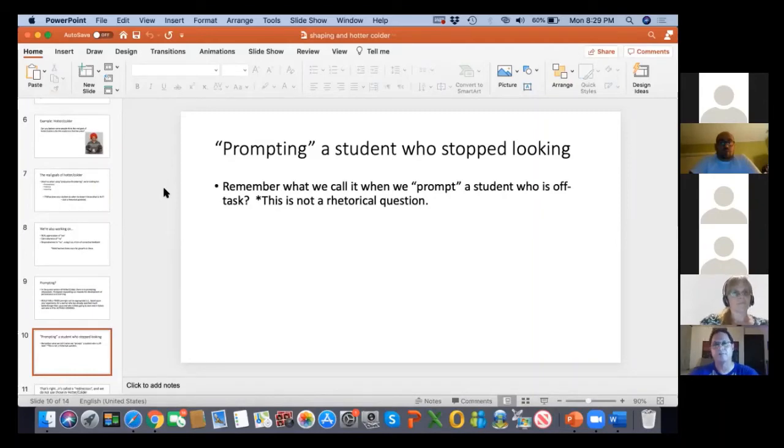Prompting a student who stopped looking. Now this is back to the hotter, colder example. I will make this a rhetorical question because this is not part of a bigger talk on independence. But if we prompt a student who stopped looking, I would call that a redirection, not a prompt. And that is an important distinction in all building of independence. You guys are probably familiar with redirection, maybe from Glenn Latham: stop, redirect, reinforce. There's a problematic behavior. Hey kid, why don't you try this other game instead? And certainly it's an appropriate thing to do a lot of the time.